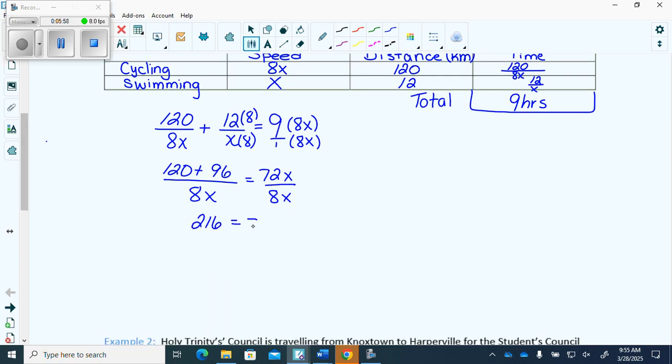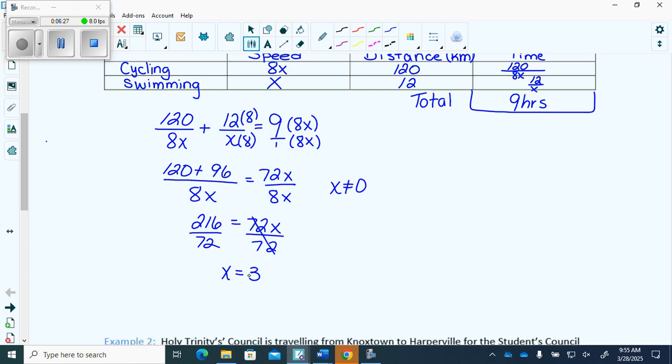216 equals 72x. Before I drop off that 8x, though, x can't equal 0, which makes sense because x is speed, and that would be stupid. But also, okay. Divide by 72. What does x equal? 3. So, when we get x, I can go into the table and find a whole bunch of things now that I know x, right? Everyone paying attention?